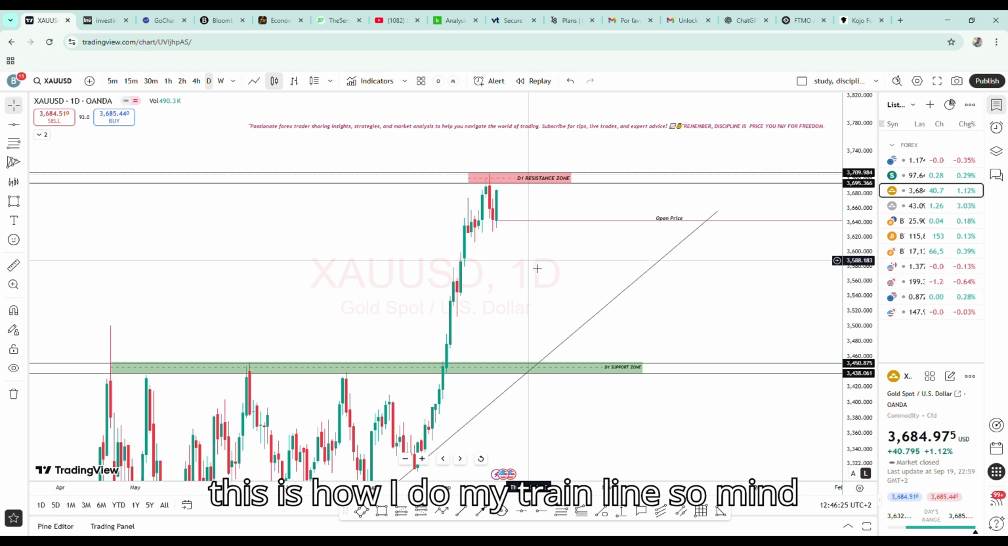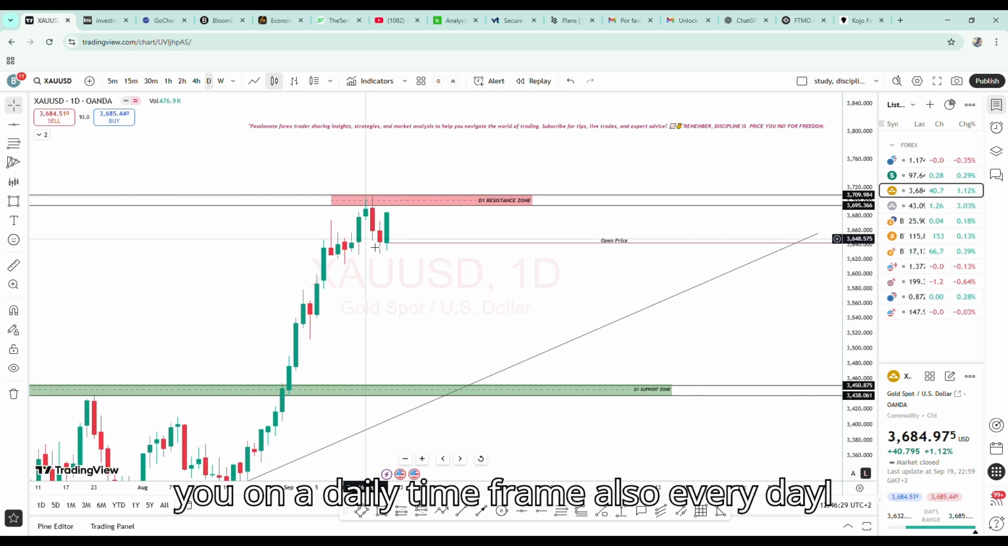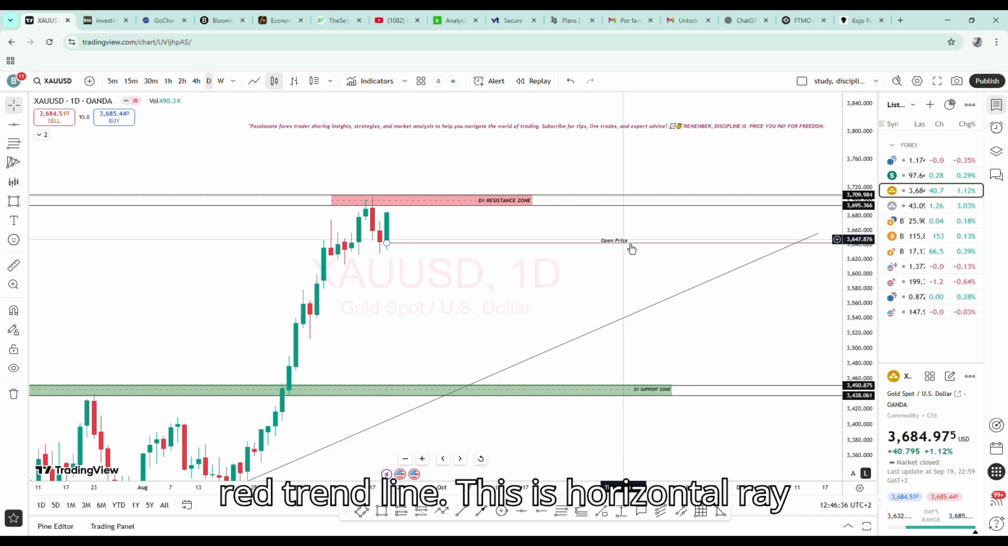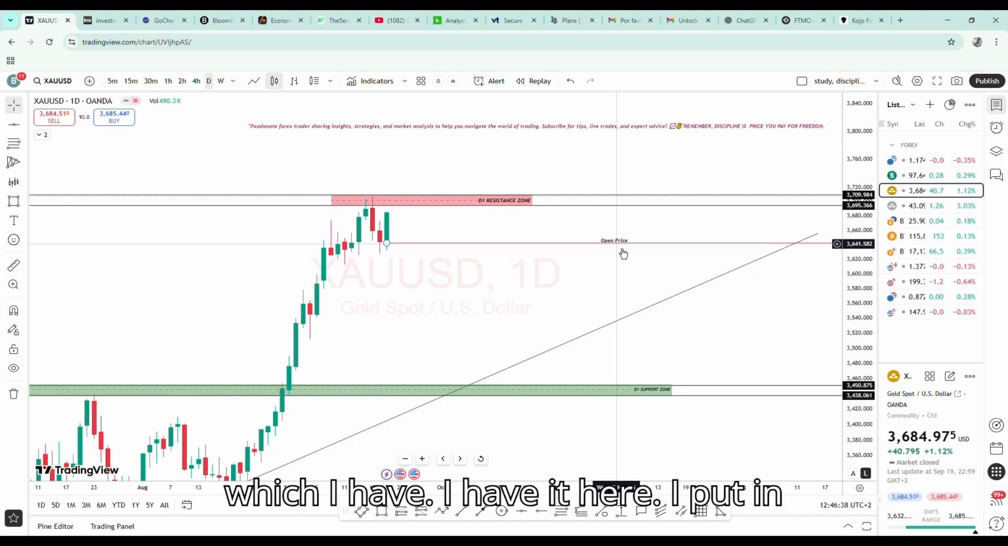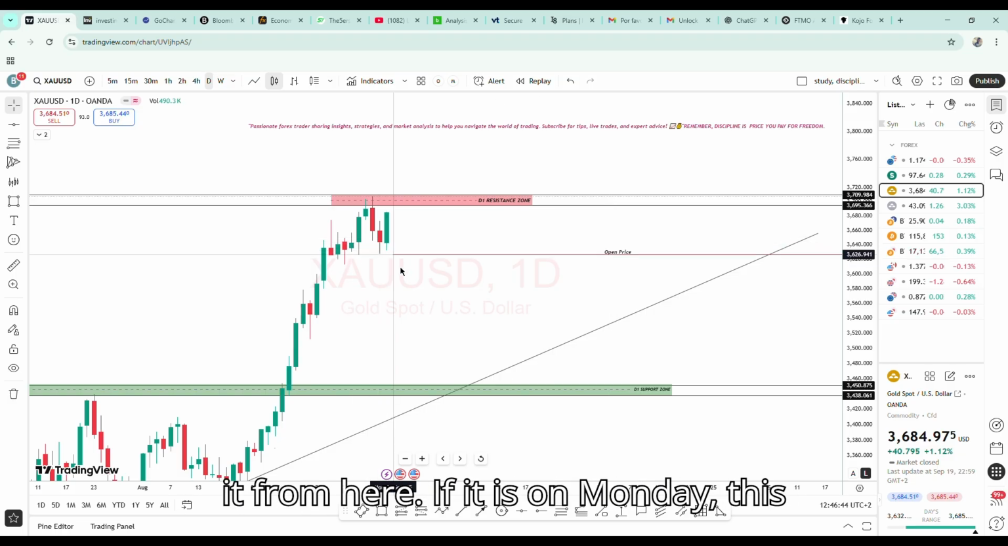This is how I do my trend line. Mind you, on the daily time frame also, every day I make sure to identify the market opening price. This is the reason why I have this red trend line. This is a horizontal ray, which I have here. I put in the open price, so each day I only move it from here.